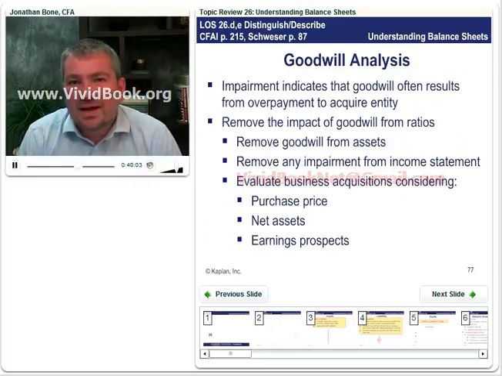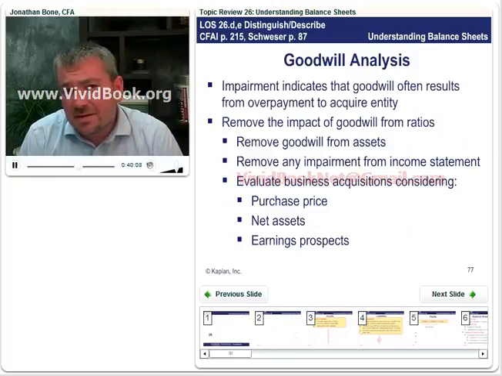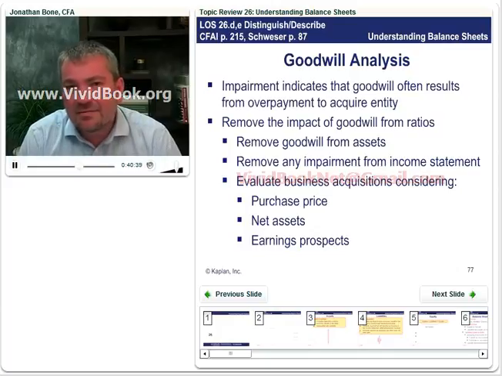So here's goodwill analysis. Impairment indicates that goodwill often results from overpayment. In other words, lots of companies that have goodwill also have impairments of goodwill, indicating that it results from overpayment rather than being a genuine productive asset that leads to higher future earnings. As a result, lots of analysts like to remove goodwill, so they take goodwill out of the balance sheet assets. Again, you'd have to adjust stockholders' equity as well, otherwise the balance sheet wouldn't balance. They remove any goodwill impairments from the income statement, in other words, totally eliminate goodwill out of the accounts.